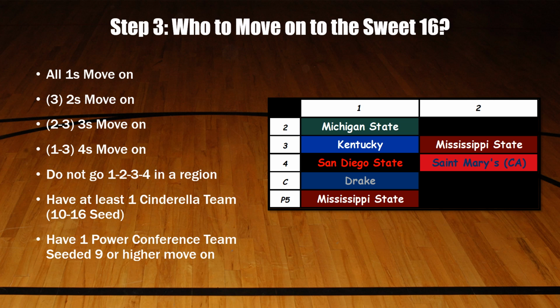Next, remember we wanted to select our Cinderella team. Well, it looks like Drake has become our Cinderella team. They would be knocking off Kent State, which would be an underdog from the previous round, but based on having a higher net rating.